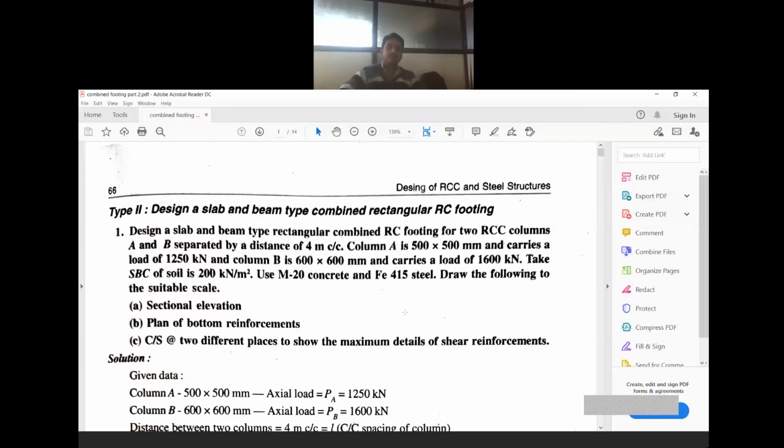Today we will observe another example in rectangular combined footing. The previous problem we did was a slab type of combined rectangular RC footing. Today we will learn about type 2 kind of problems, which is the design of a slab and beam type combined rectangular RC footing.